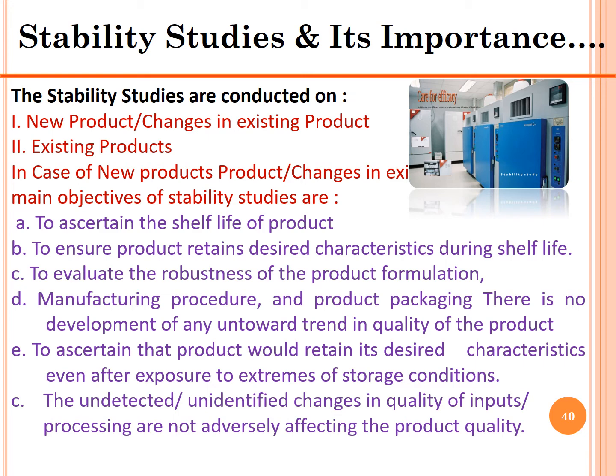A. To ascertain the shelf life of the product. B. To ensure the product retains desired characteristics during shelf life. C. To evaluate the robustness of the product formulation, manufacturing procedure and product packaging, so there is no development of any untoward trend in the quality of the product. D. To ascertain that the product would retain its desired characteristics even after exposure to extremes of storage conditions. E. To ensure that undetected or unidentified changes in quality of inputs and processing are not adversely affecting the product quality.